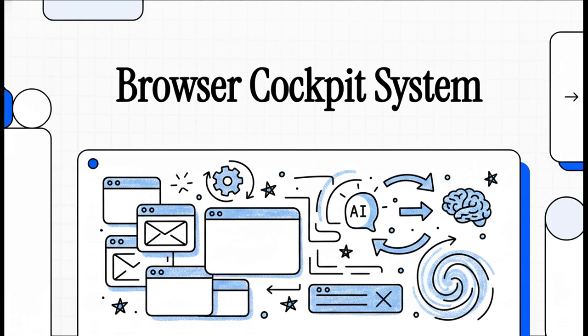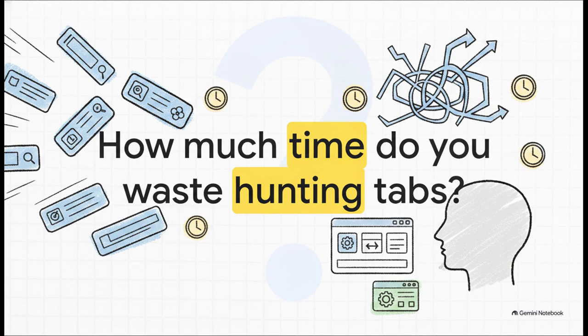So really think about this for a second. How much time do you actually waste hunting for that one specific tab or rewriting the exact same AI prompt day in and day out? It's a serious question because the real cost of all those repetitive tasks and that constant context switching isn't just lost minutes, it's mental fatigue. Traditional browsing literally drains your focus before the real work even gets started.